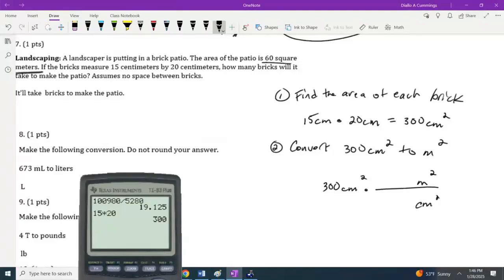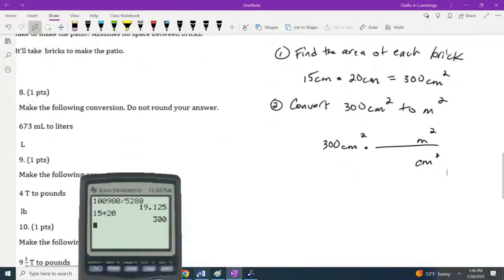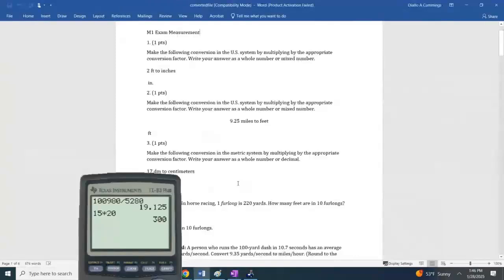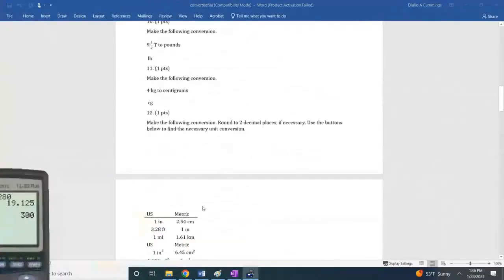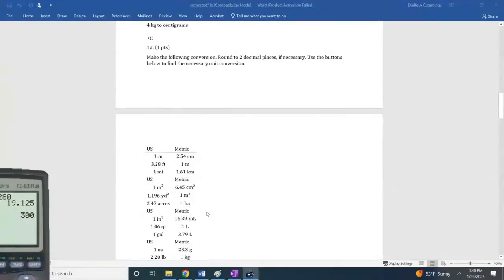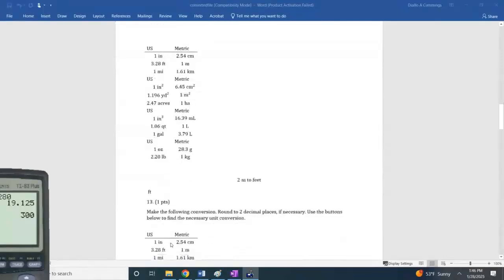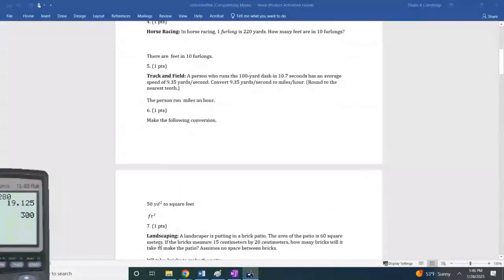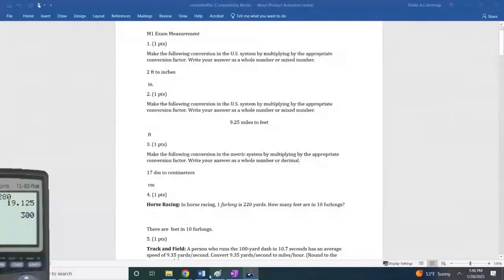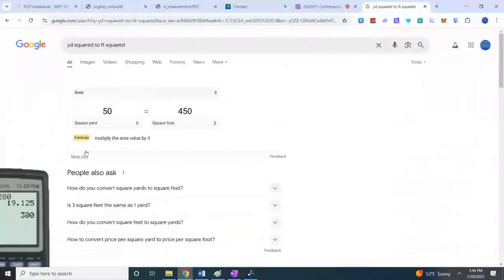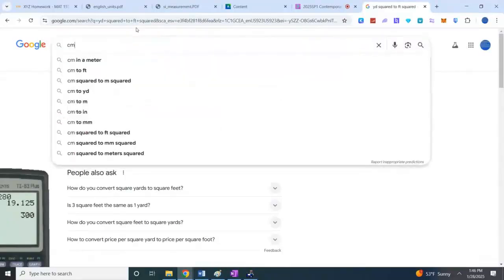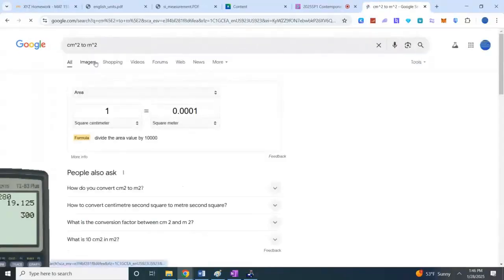So I'm going to look for the conversion. Square meters. And I wish this was one of the problems where they put the conversion formula in there. So this, I'm just going to use Google on this one. I'm going to convert centimeter square to meter square. All right, so that's my first option.